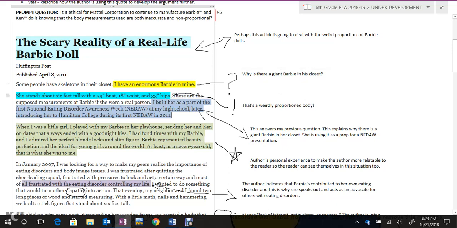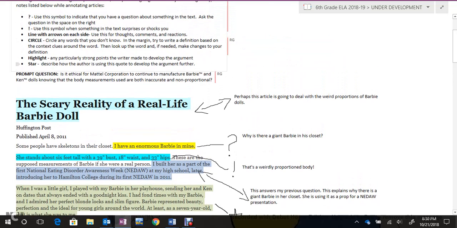"So I built her as part of the first National Eating Disorder Awareness Week at my high school, later introducing her to Hamilton College during my first NEDA in 2011." That answers this question: why is there a giant Barbie in his closet? They're using it as a prop for the NEDA presentation. The stars.